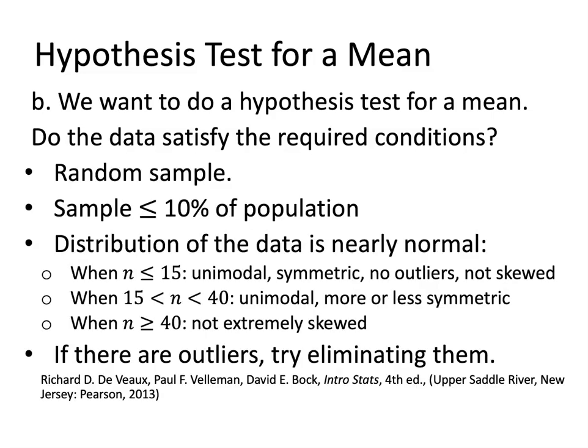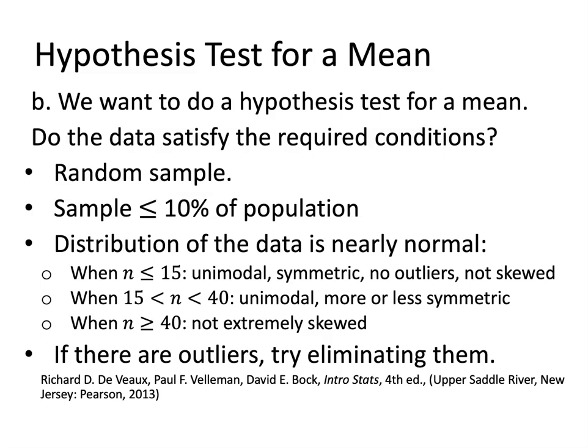So here are the conditions from a standard stats textbook, De Veaux, Velleman, and Bock. So we have to have a random sample. The sample has to be less than or equal to 10% of the population. Otherwise, it's not really normally distributed or doesn't have a t-distribution. The distribution is messed up.